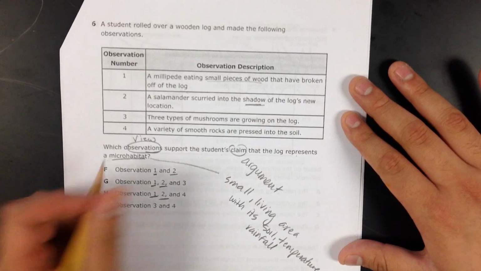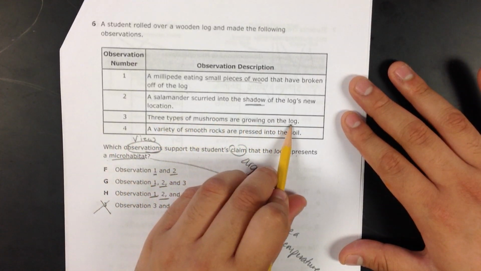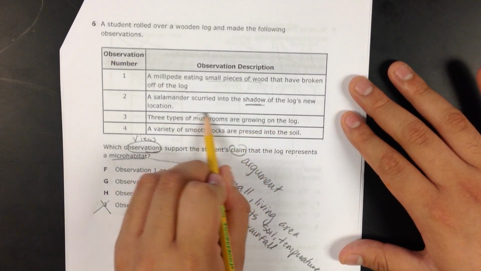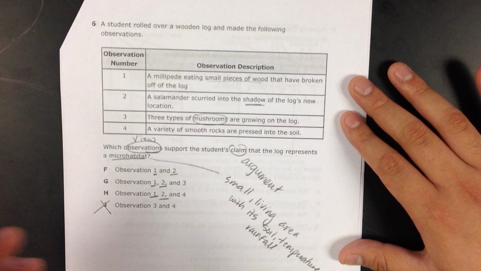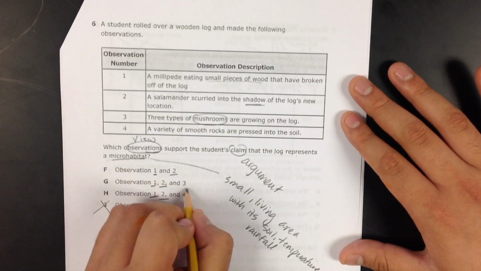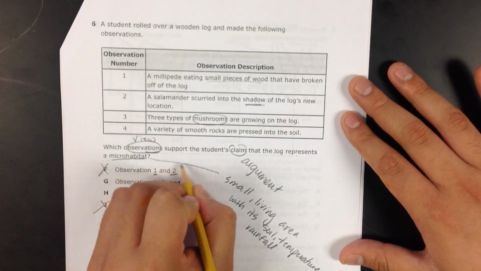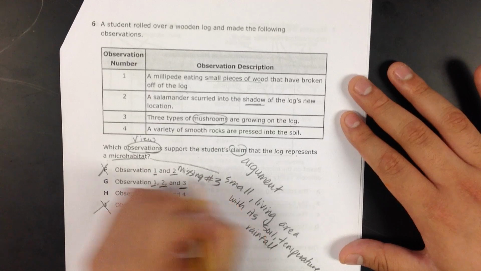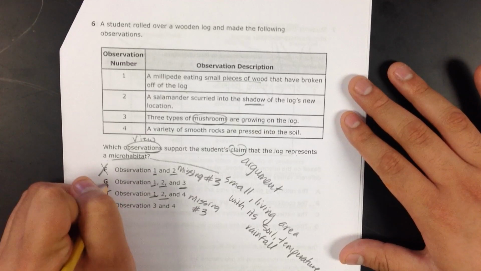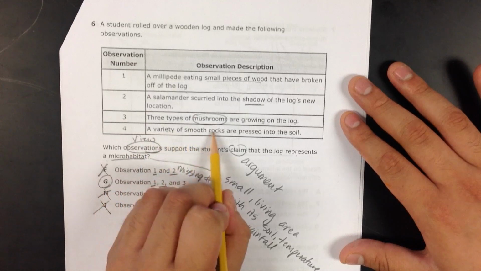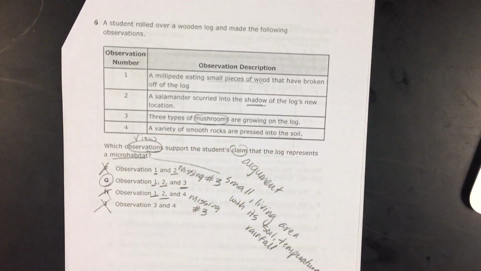Number 3, 3 types of mushrooms are growing on the log. That's very important. You have decomposers already there. Something's going on. That's an organism that's also participating in it. So anything with 3 should stay in there. F is missing number 3, and H is missing number 3. So we end up having G as our answer, but let's read 4. A variety of smooth rocks are pressed into the soil. That doesn't have anything that's contributing to the microhabitat, whether there were rocks or not. It's not contributing.